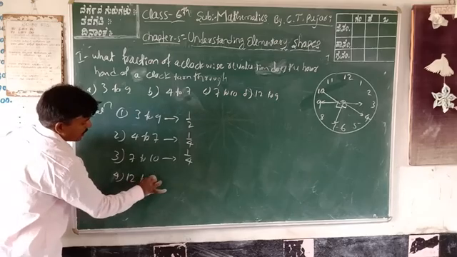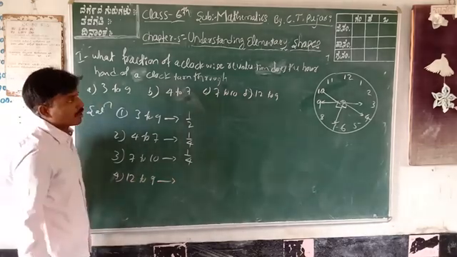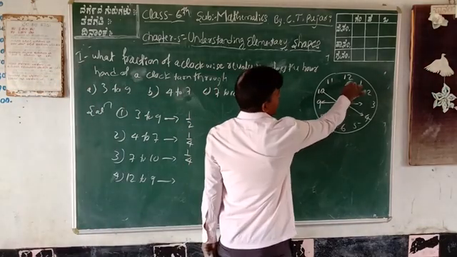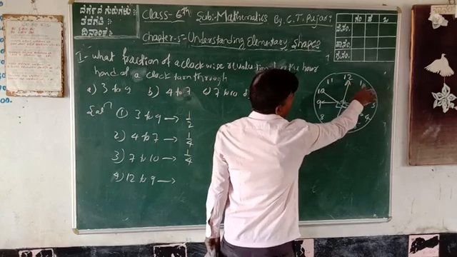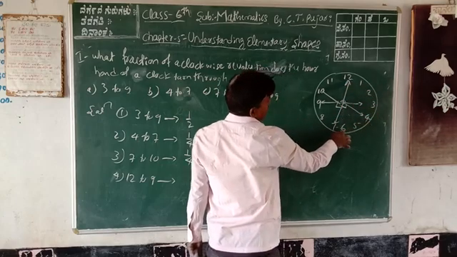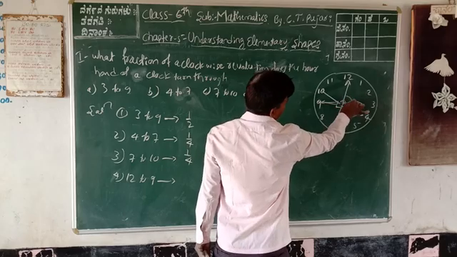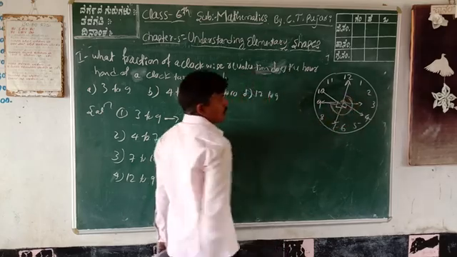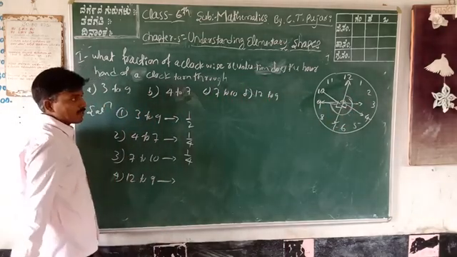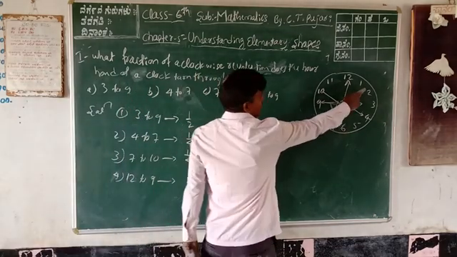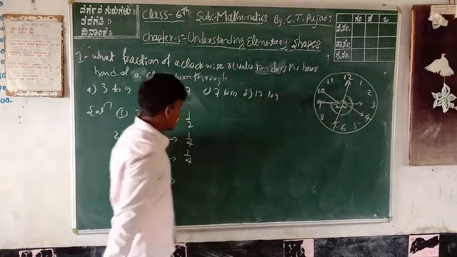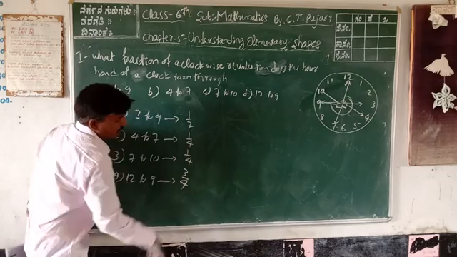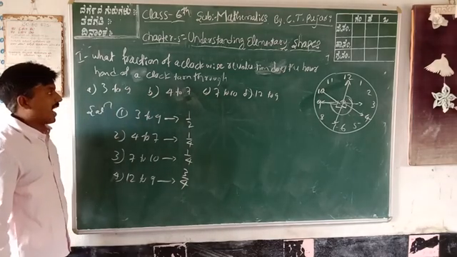12 to 9. Where is 12? 12 is here. 1, 2, 3, 4, 5, 6, 7, 8, 9. This angle is 270 degrees. What is 270 degrees? 90, 180, 270. That is 3 by 4th of the revolution. That is 3 by 4 is the fraction.